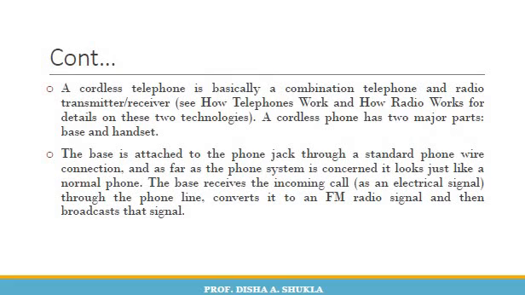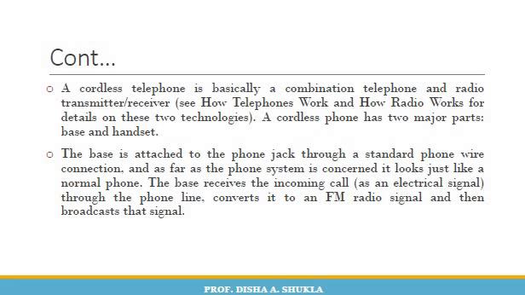So that is why a cordless telephone is basically a combination of a telephone and a radio transmitter and receiver. A cordless telephone has two major parts, that is the base and the handset, as we already discussed. The base is attached to the phone jack through a standard phone wire connection, and as far as the phone system is concerned, it looks just like the normal phones that we have wired connected to it.